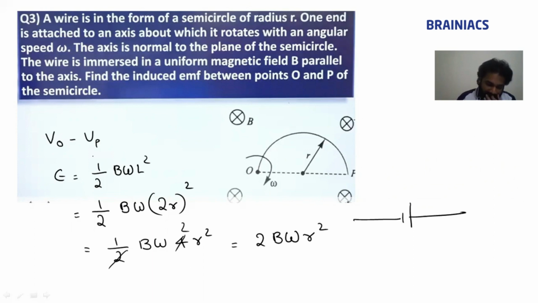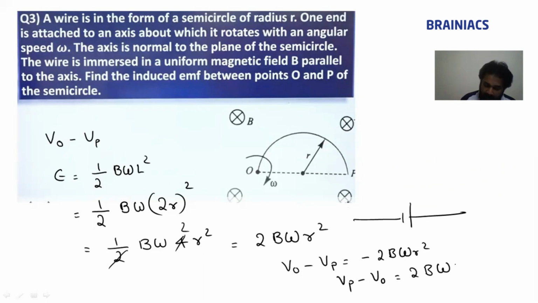Now what they have asked is VO minus VP. VO minus VP will obviously be negative. If they are asking VO minus VP, this is going to be negative 2B omega R square. If it is VP minus VO, then 2B omega R square. Clear? Here the velocity is in this direction. Need to be careful regarding the direction. Shall we move to the next problem?